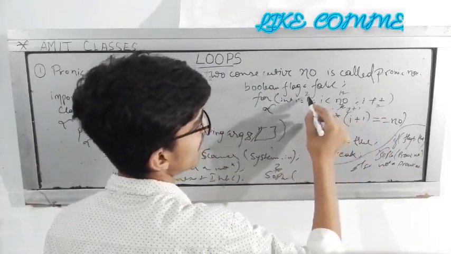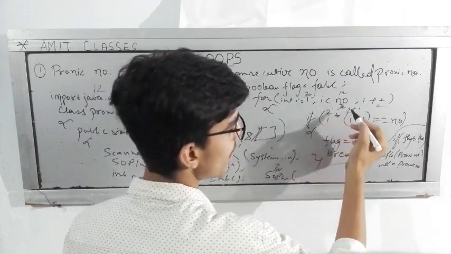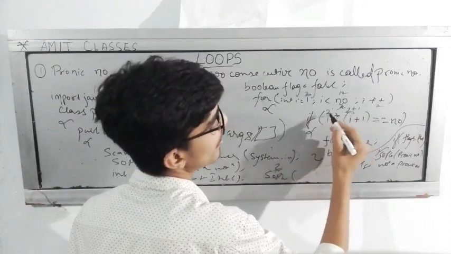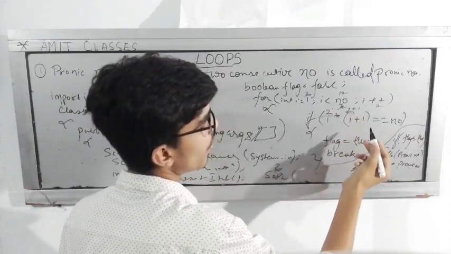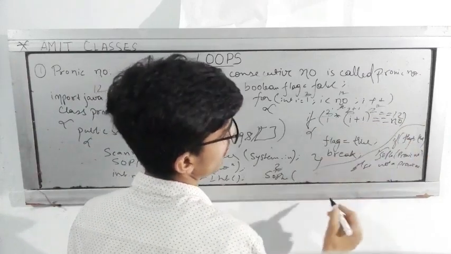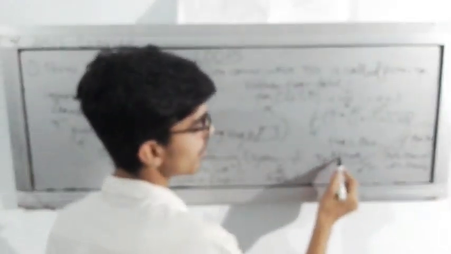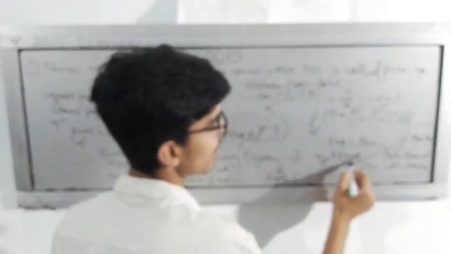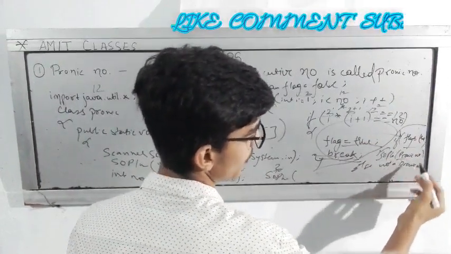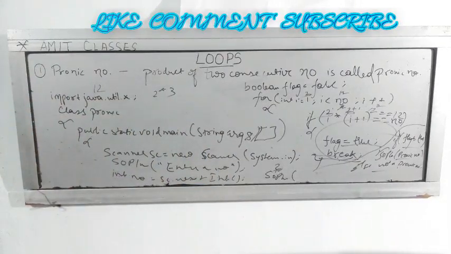i plus plus, it becomes 3, and 3 is less than number, yes. Now if we put 3 and 3 plus 1, that is 4, 4 threes are 12. 12 is equal to 12. Now flag will be true and break will be executed here. So it will break here and give the output. If flag is equal to true, then it is a Pronic number, else not. This was the program. Kindly copy it.